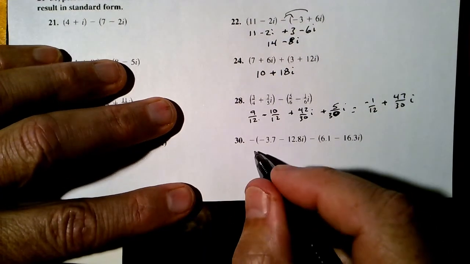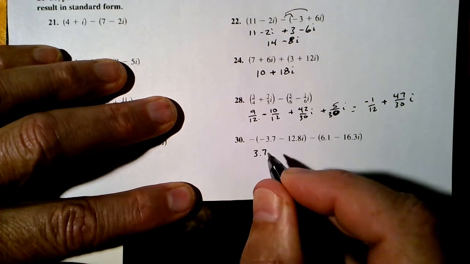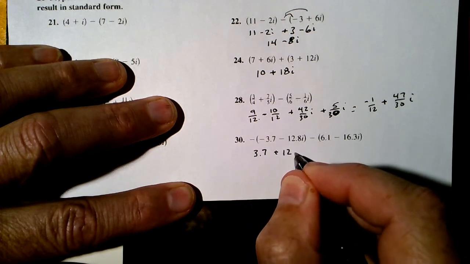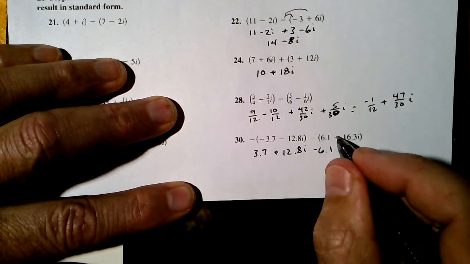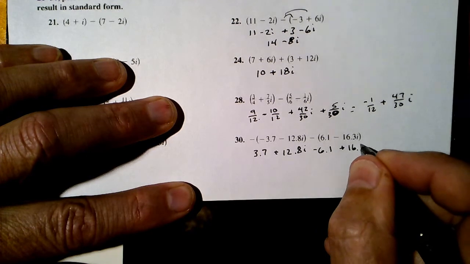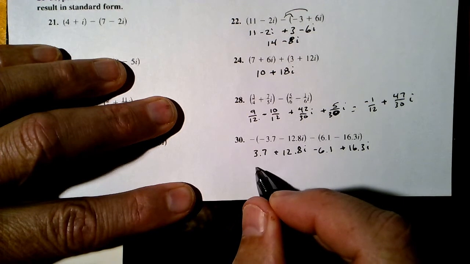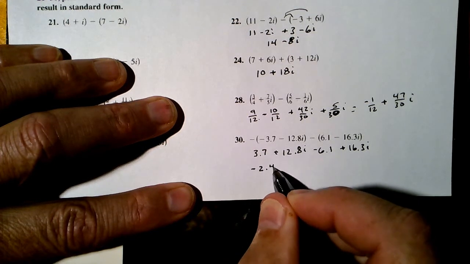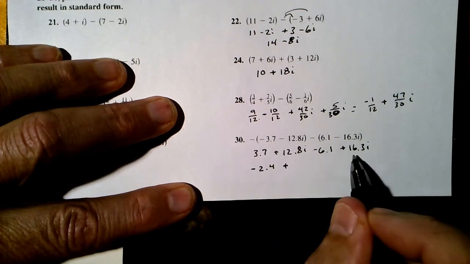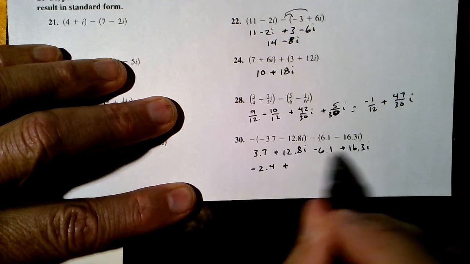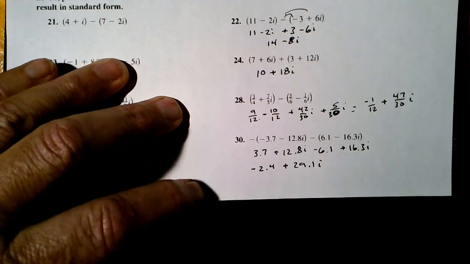Okay, I'm going to distribute the negative and get that problem out of the way. Distribute the negatives, and we have 3.7 positive plus 12.8i. Distribute the negative, minus 6.1. Distribute the negative, plus 16.3i. 3.7 minus 6.1, that's going to be negative 2.4. And 12.8 plus 16.3 is going to be 29.1i.